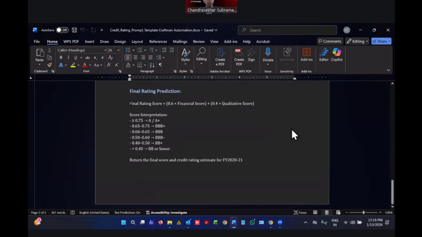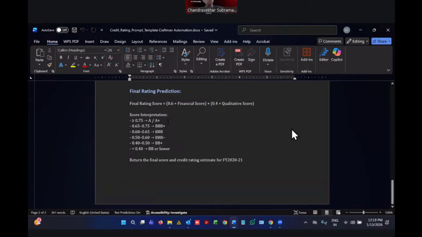This is how we compute the final score. This is our bracket. If the final score is greater than 0.75, put it into this A plus bucket. All that prediction, exponential, weighted average, smoothing, dot. Then finally you are getting a score.